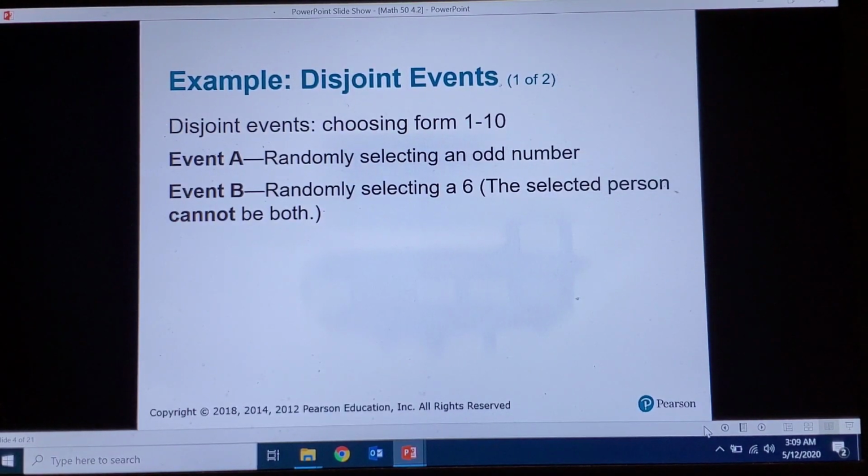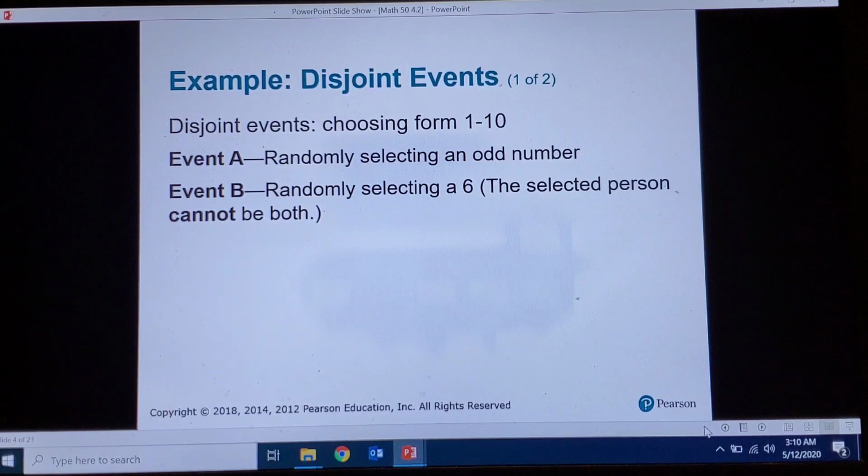For example, let's say we're choosing numbers from 1 to 10. And let's say one event is you're trying to find the probability of randomly selecting an odd number. So that's either 1, 3, 5, 7, or 9. And then event B is trying to find the probability of randomly selecting a 6. The selected number cannot be both. Whatever you're randomly selecting, it's impossible to be both. You can't be an odd number and 6 at the same time. That's what it means to be disjoint: the two events cannot happen at the exact same time.